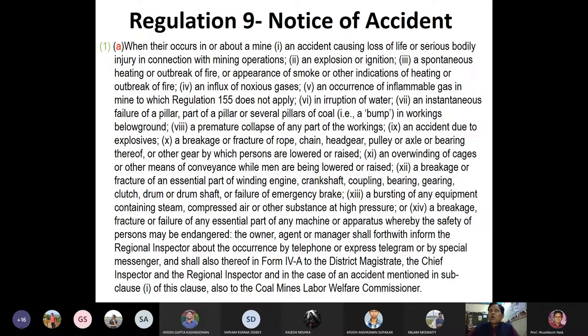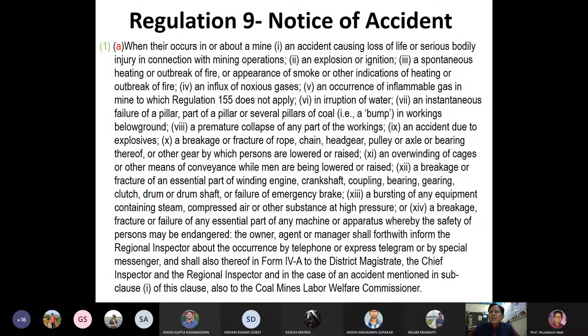Noxious gases also come out from the mining strata, from the coal mines. After the blasting, nitrous fumes are generated. After the blasting, carbon dioxide is generated. And there may be some H2S gas or sulfide gas. So an influx of noxious gases, carbon monoxide, also sometimes comes out from the mining environment, which can cause an accident, and some people may die because of the noxious gases. Sometimes there is an occurrence of inflammable gas in the mine, to which regulation 155 does not apply. Methane gas is an inflammable gas which is present in the coal mining environment, and that can cause an accident.